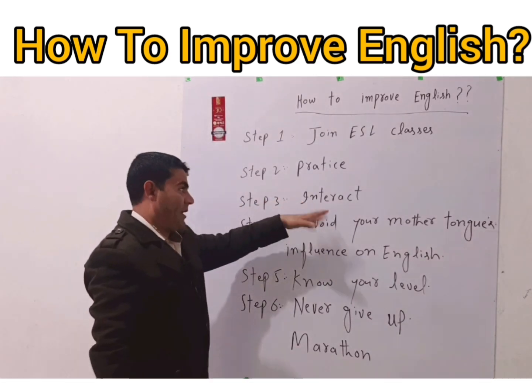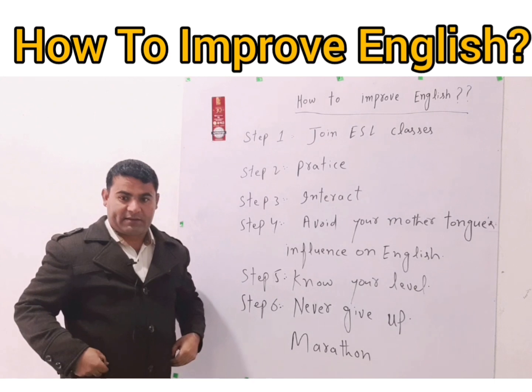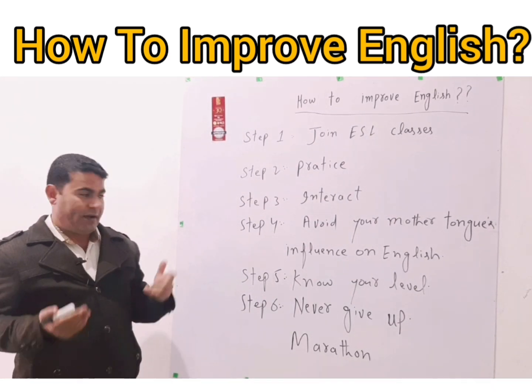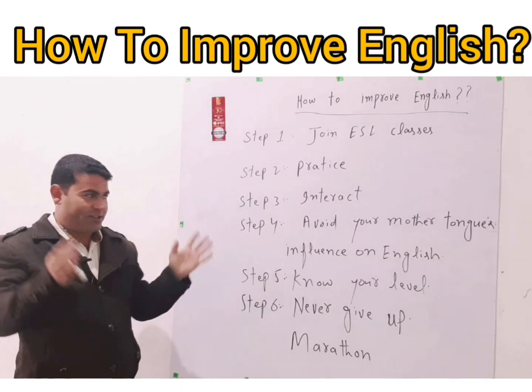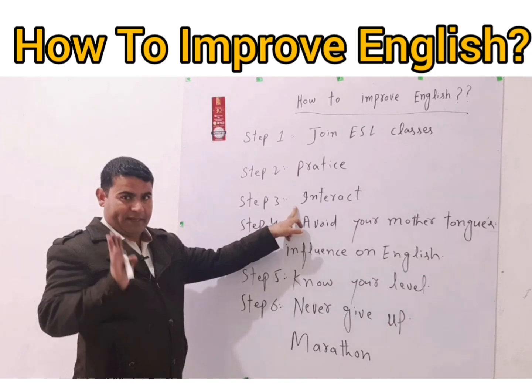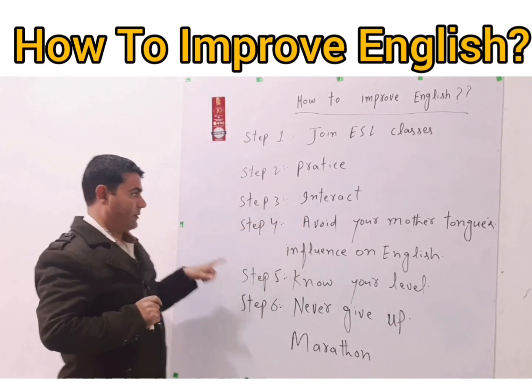Step three, interact. Interact means that nowadays social media is there. Find a native speaker, find a native friend, forget about gender. Male, female, it doesn't matter, but you should interact with English people, and by doing so, you will improve your English.